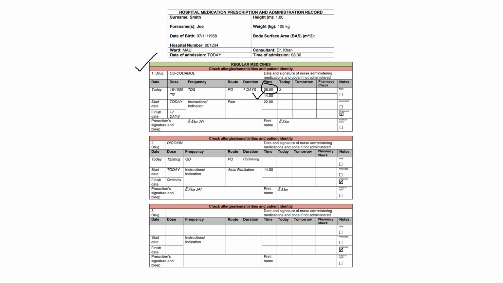The name of the prescriber and bleep number is present. So the prescription is clear, legible, and valid. So I'm happy to give the tablet. So I'm also giving you the digoxin tablet, okay.